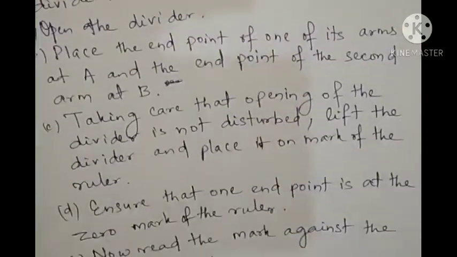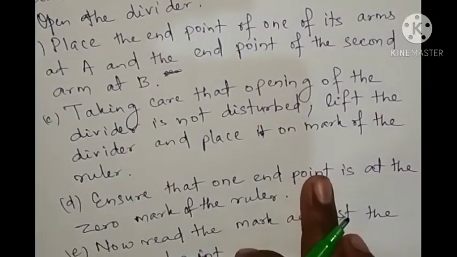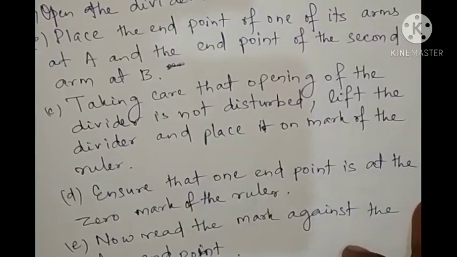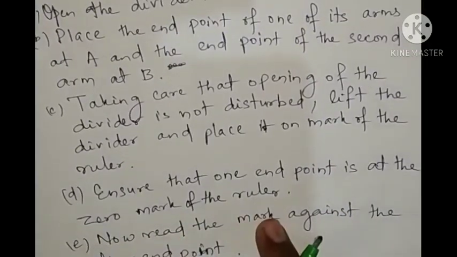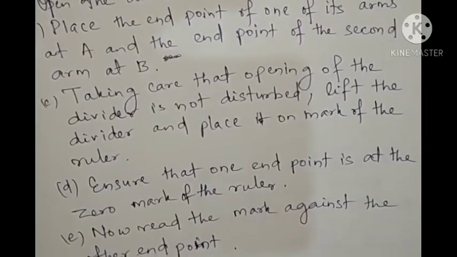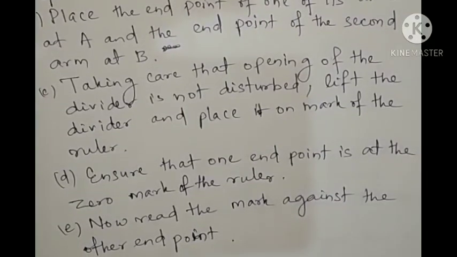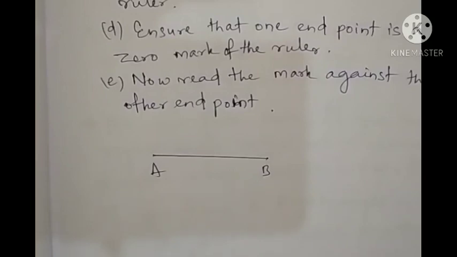Lift the divider and place it on mark of the ruler. Ensure that one end point is at the 0 mark of the ruler. Now read the mark against the other end point. Let's see. So here AB is given.